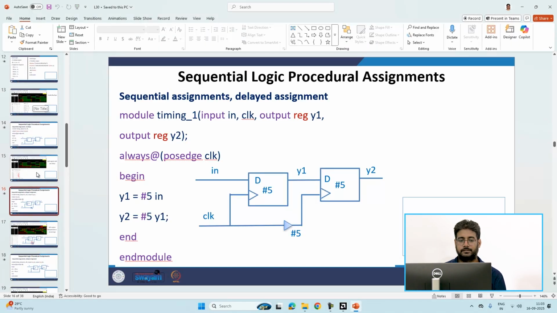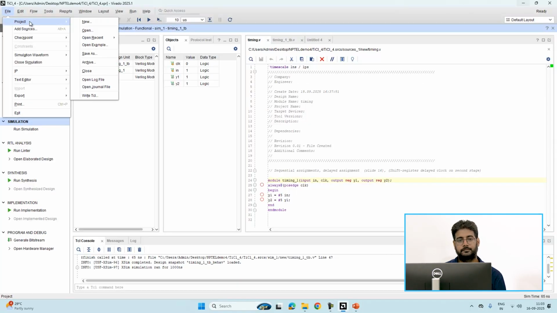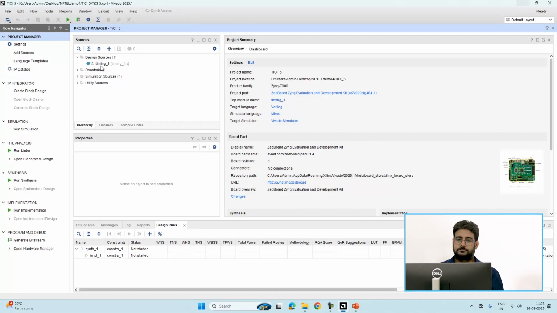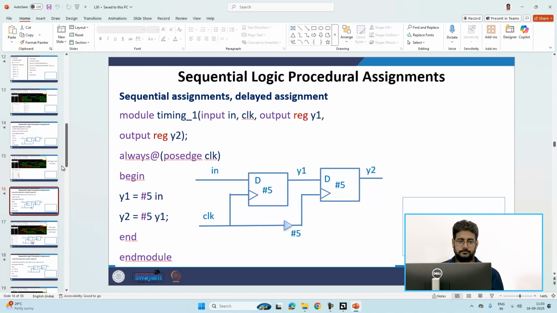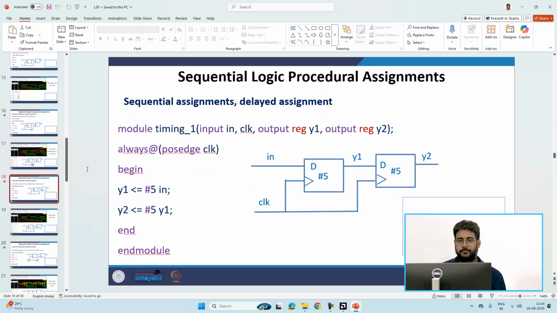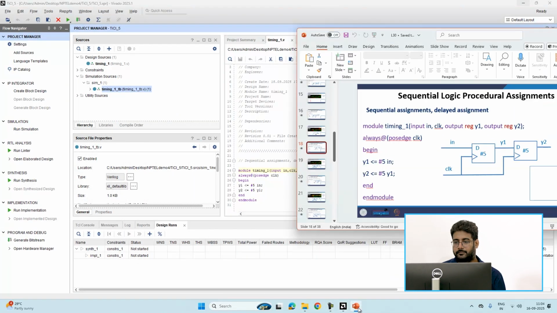Now we will move on to the next example. So we will move on to example number 5. Here, project. So here it is, we have covered up to 16. So it is this example, timing.v. Yeah, it's the same example.